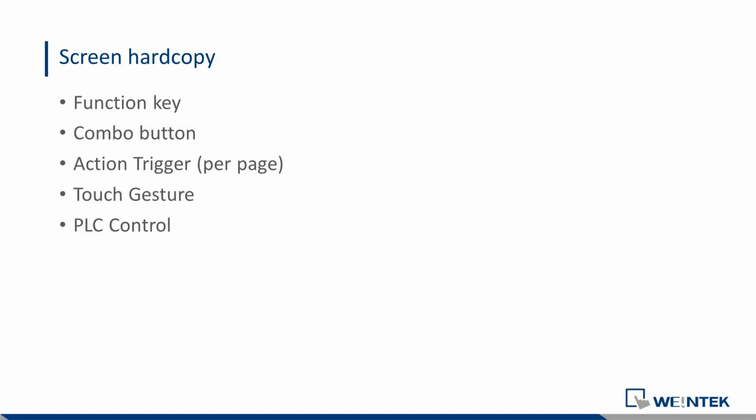These are the features that can use screen hard copy, including our function key, our combo button, our action trigger, which is per page one, and our touch gesture. Some of our HMIs use a capacitive screen, so you can use touch gesture to do screen hard copy, right? And we can also use PLC control to trigger and execute screen hard copy here.